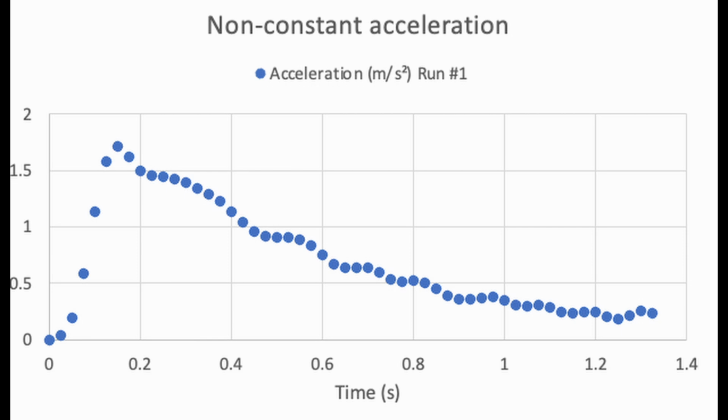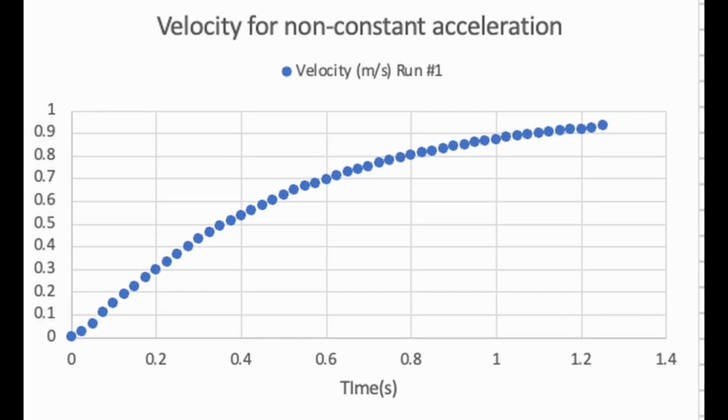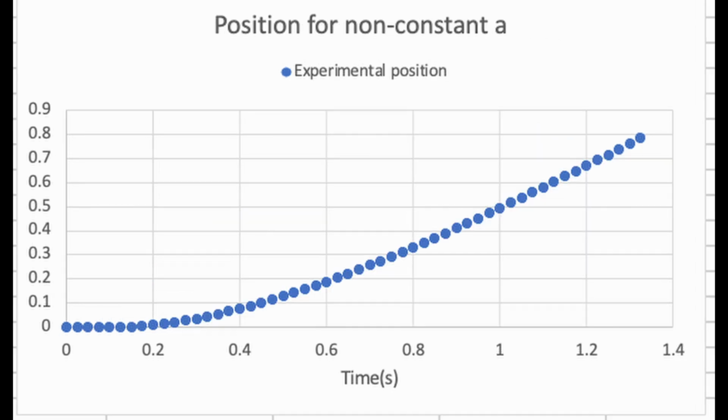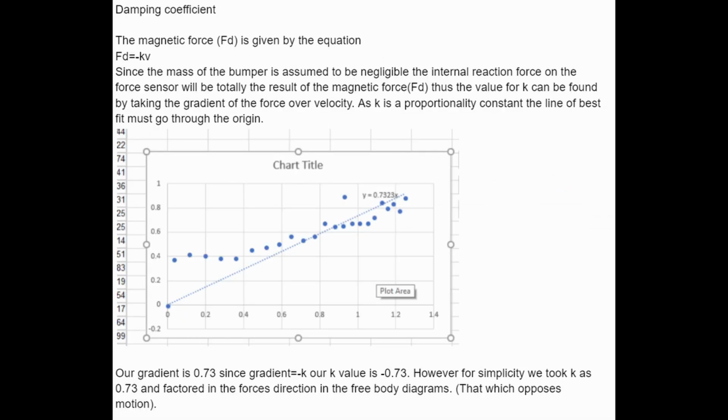We can see in the experimental data for experiment 2 that the acceleration is decreasing over time, which is expected as the force the magnets apply to the track is relative to the velocity of the cart. Since the mass of the bumper is assumed to be negligible, the internal reaction force on the force sensor will be totally the result of the magnetic forces. Thus the value of k can be found by taking the gradient of the force over velocity. As k is a proportionality constant, the line of best fit must go through the origin for this.